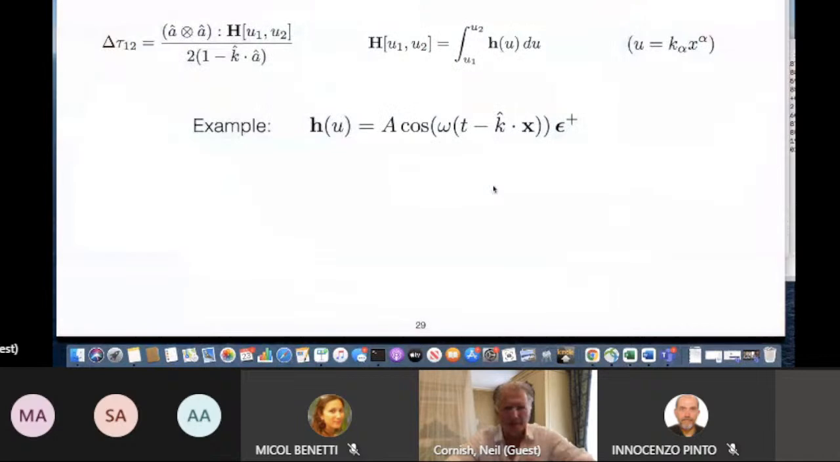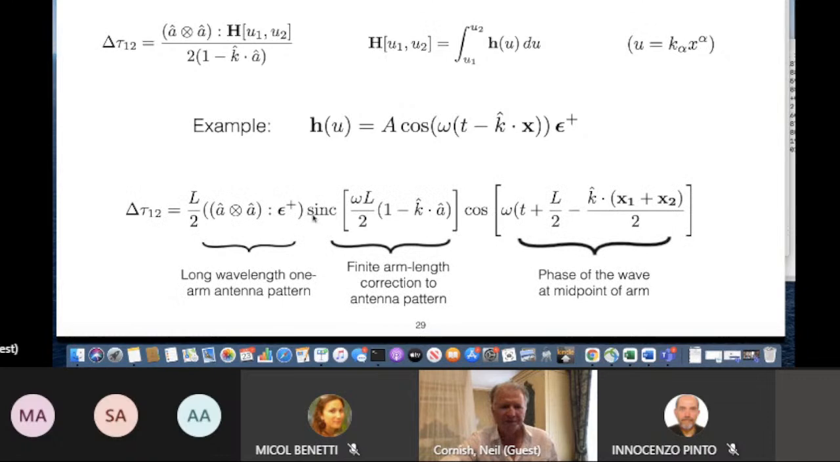Now, when you go beyond this low frequency approximation, or long wavelength approximation equivalently, so you go from what we have for the ground-based detectors to something that's appropriate for LISA or pulsar timing, things get a little bit more complicated. You have the standard antenna response, but you end up with this sinc function, which is a finite arm length correction. That decays as 1 over the frequency when you get up to frequencies where the wavelengths are now much shorter than the detector, and then you've got this overall phase at the midpoint of the arm.